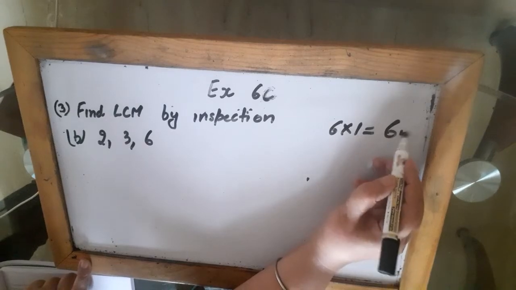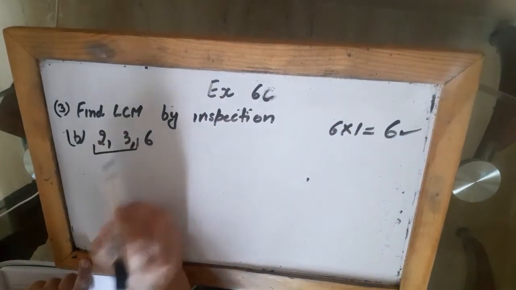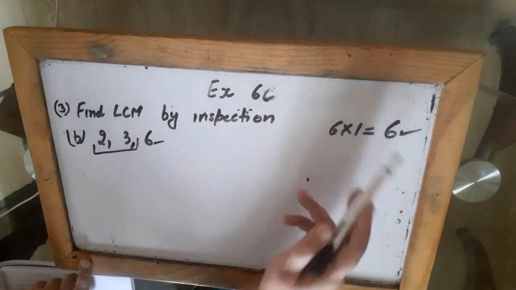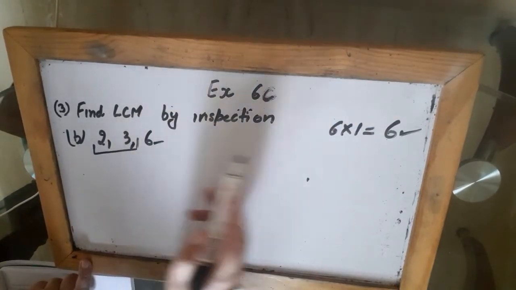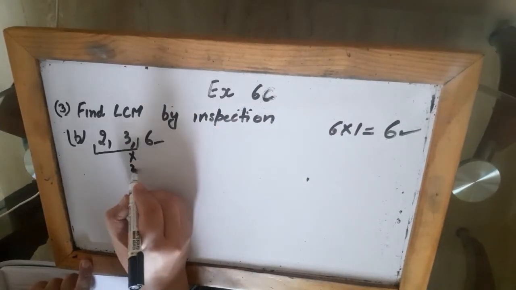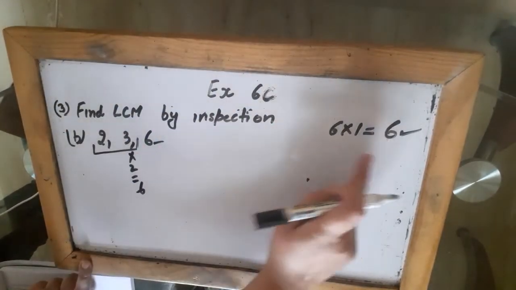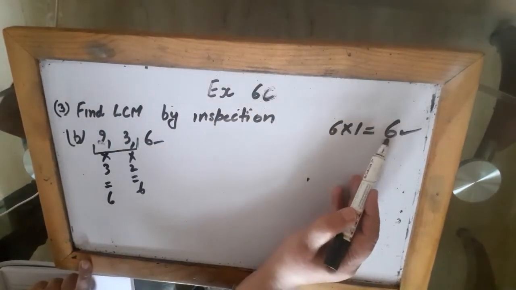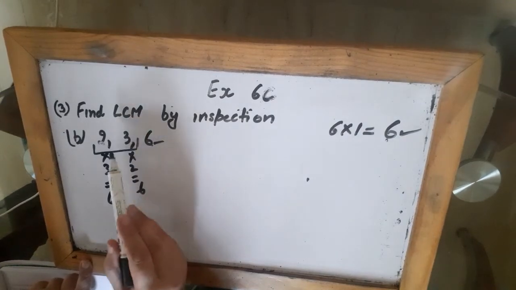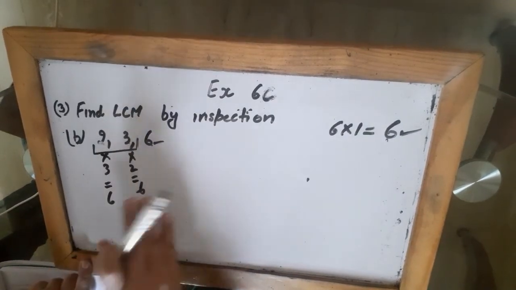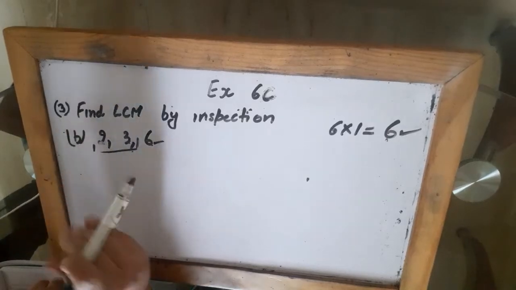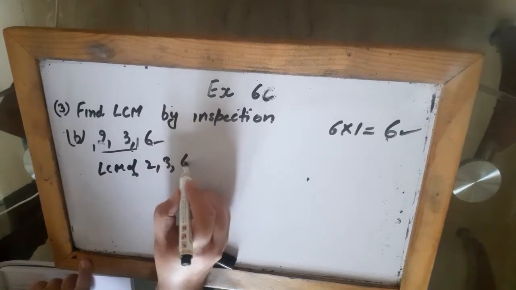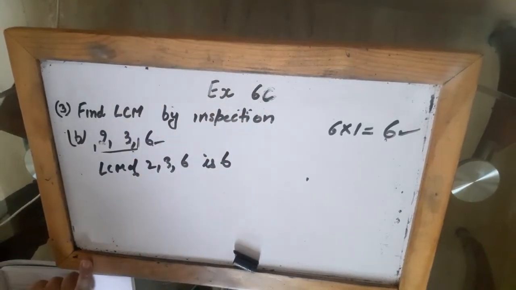Now I will check whether 6 is a multiple of the rest of the two numbers. I know that it's already the multiple of 6. Now what about 3? Is 6 a multiple of 3? Yes, because 3 2s are 6. Is 6 a multiple of 2? Yes, because 2 3s are 6. So it means this 6 is a multiple of 6 as well as a multiple of 3 and 2 also. So it means that the LCM of 2, 3 and 6 is 6 only.